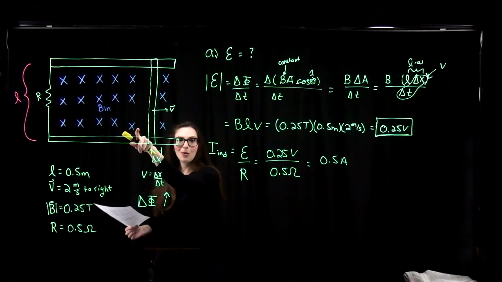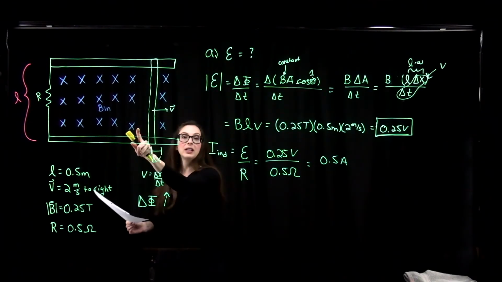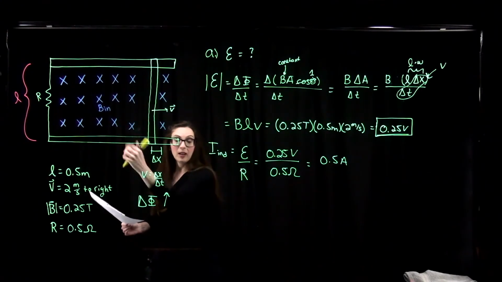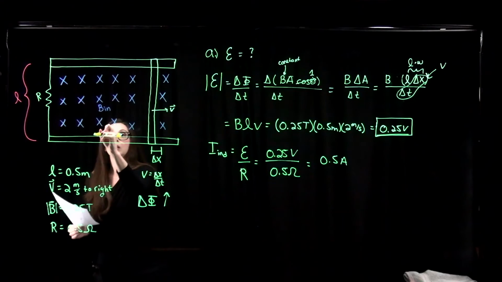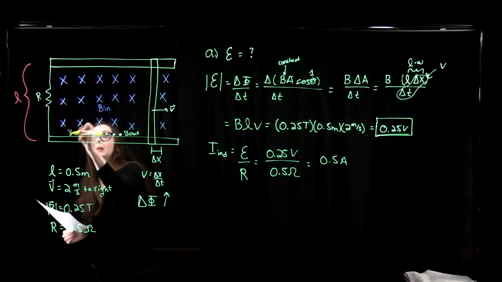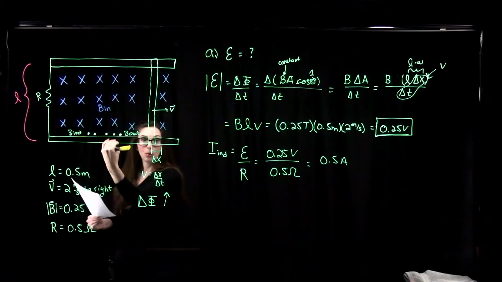Okay? Nature abhors a change in flux. It doesn't want this flux to change, so it's going to try to counteract this increase in flux by inducing a magnetic field that's going to be pointing in the opposite direction inside the loop as the magnetic field. So the permanent magnetic field is into the board here. So my induced magnetic field is going to be pointing out of the board inside the loop, toward me.